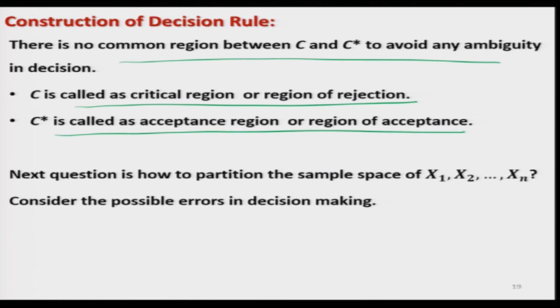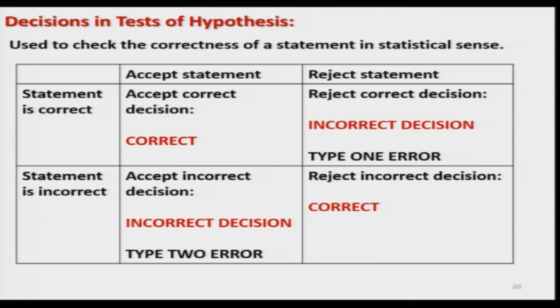So, now the next question is how to partition the sample space of x1, x2, ..., xn. In order to do this, we can consider the following aspect: whenever we are trying to make a decision, there is a possibility of making an error, and we try to minimize that error. For example, if there is a statement or a hypothesis, there are two options: we are going to accept the hypothesis or the statement, or we are going to reject it. And on the other hand, there are two possibilities: the statement is correct or the statement is incorrect.